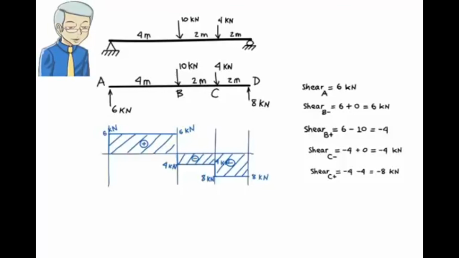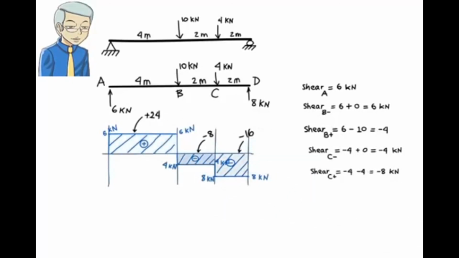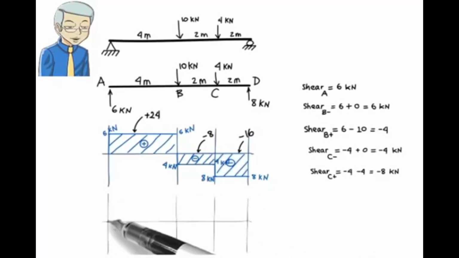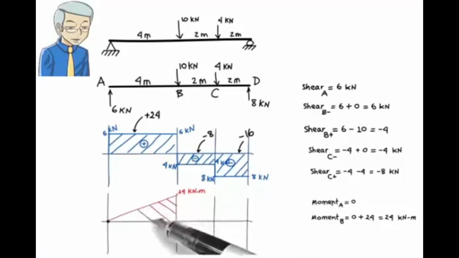To draw the moment diagram, let's start by calculating the area under the shear diagram in each segment. The shear area for segment AB is positive 24. For segment BC, the area is negative 8. And for segment CD, the area is negative 16. For segment AB, moment at the left end of the segment is 0, since there is no moment at the pin support at A. Then the moment at the right end of the segment is 0 plus 24, or 24. Since shear is constant in the segment, moment is linear.